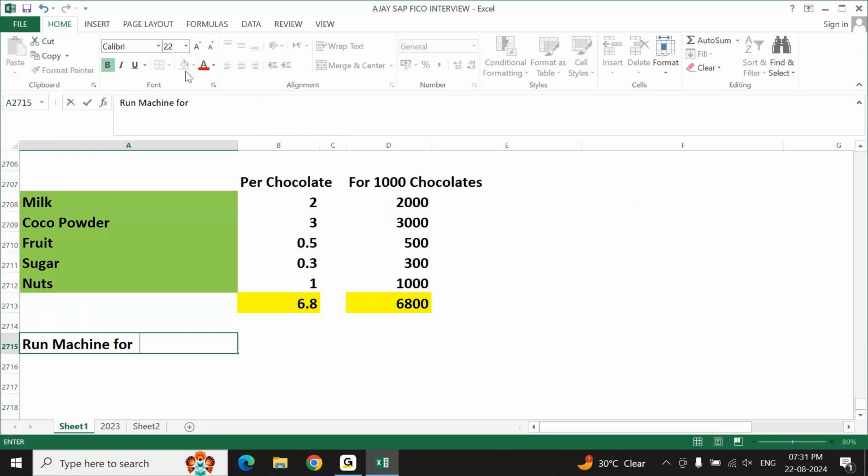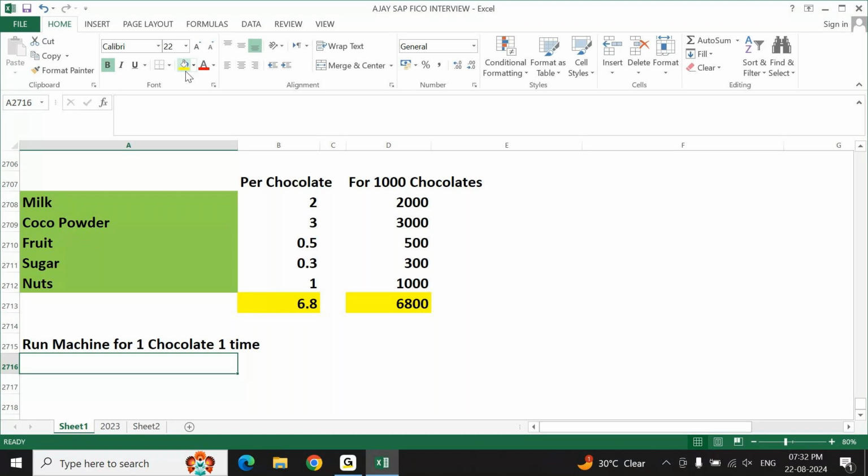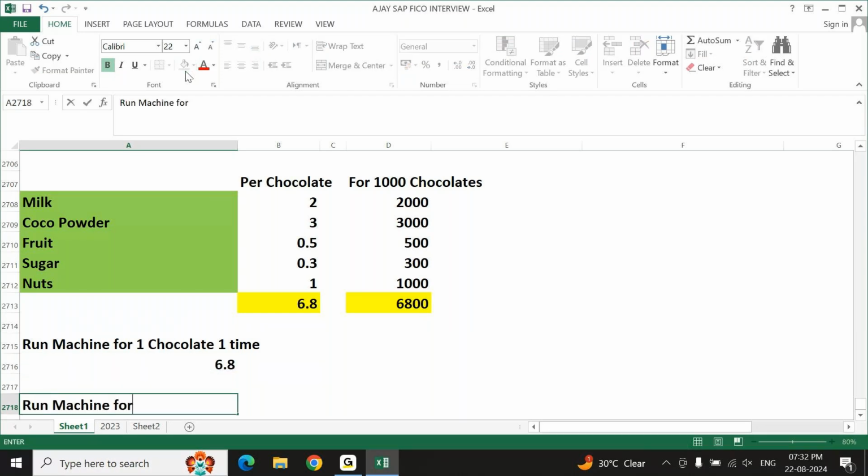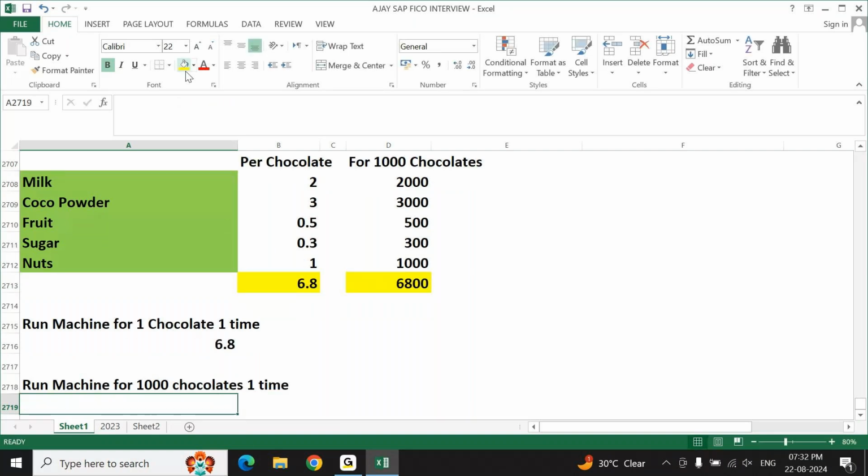Now run the machine for one chocolate one time. What will be the cost? 6.8. Now run the machine for 1,000 chocolates one time. What will be the cost? 6,800. Agree with these two statements, everyone? Yes, sir.